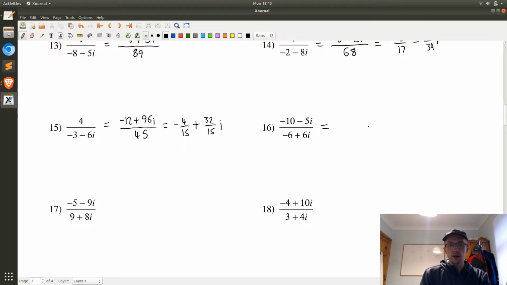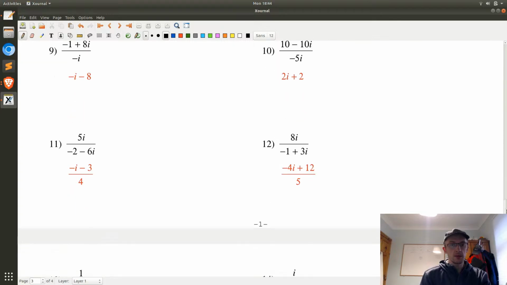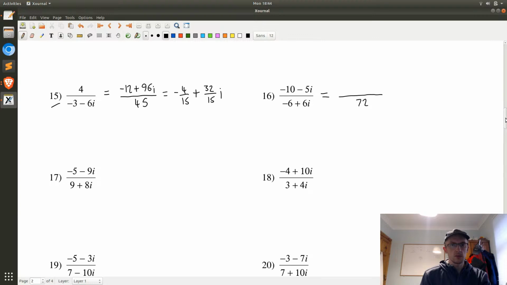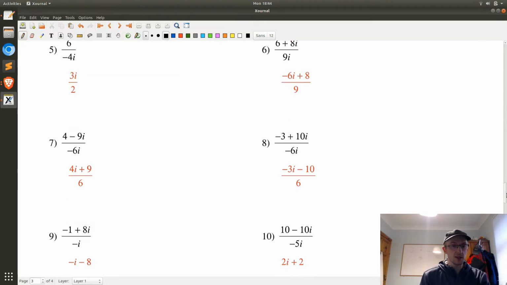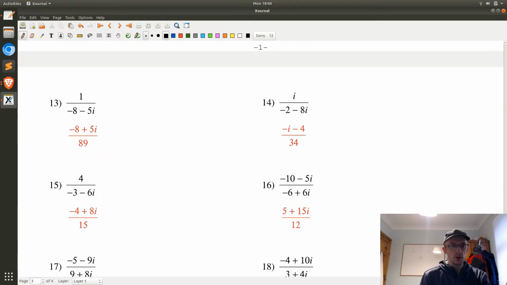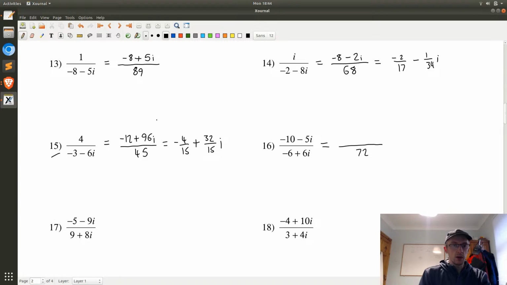36 is 72. So 72 down here like that. But make sure that you're doing it right. Don't just keep marching on in case you're making some mistakes. So problem 15, we have negative 4 over 15 add 32 over 15i. That's for problem 15. And that's right. No, it's not. No, it's not. Uh-oh. Strange. Negative 4 plus 8. I'm making a mistake. Well, you have to correct yourself.